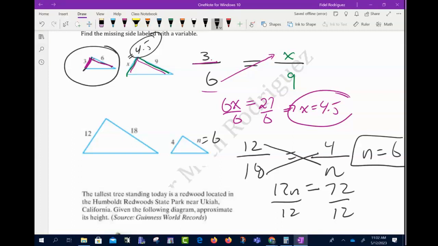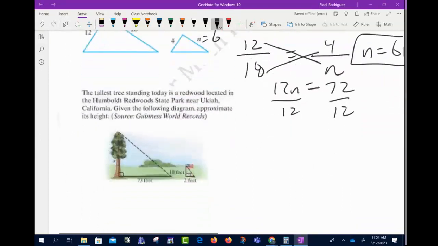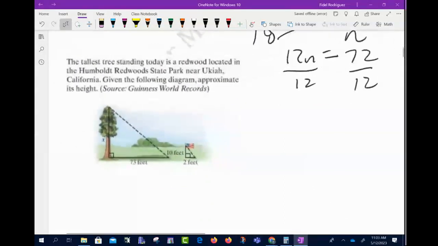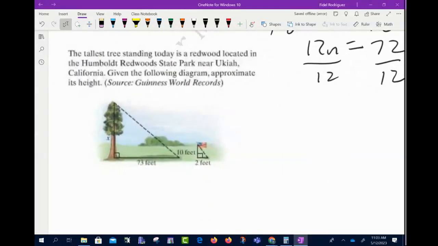All right. Let's take a look at this next problem here. Look what it says, y'all. The tallest tree standing today is a redwood located in Humboldt Redwoods State Park near Ukiah, California. Given the following diagram, approximate its height. Okay, so look, they give me a picture. Here's the tree. There's a shadow that's being cast. The shadow is 73 feet long. Then we have, it looks like a flagpole that's 10 feet tall with a shadow that's how long?